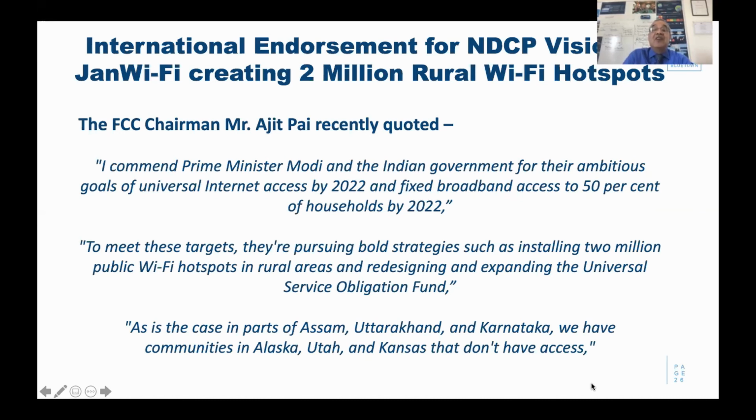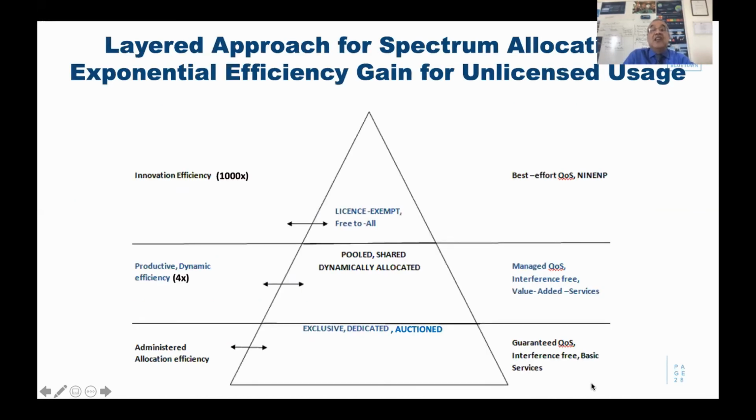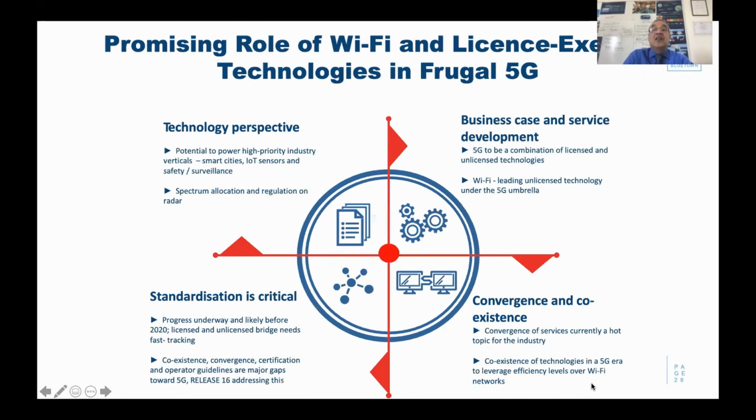And that is what our policy says. These are the bands which are unlicensed in India. Of course, they are known to most of you, 690. This is another concept: if you unlicense a band, its spectral efficiency increases 1000x. And this is the promising role which I've already explained, that how both Wi-Fi and 5G together can lead to frugal 5G. Technology perspective, business case and service deployment, convergence and coexistence, standardization is critical.